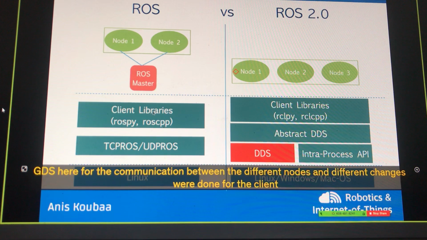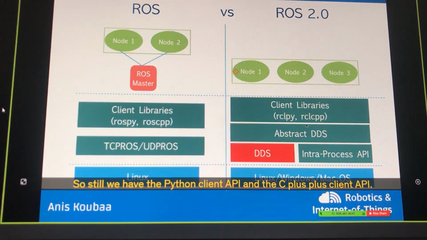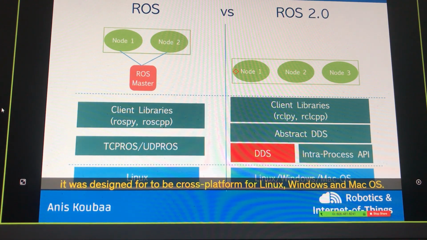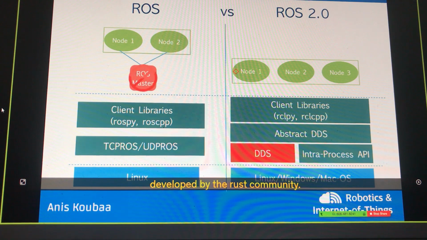And different changes were made to the client libraries. So still we have the Python client API and the C++ client API. Other changes: ROS 2 was not only designed for the Linux operating system, but also it was designed to be cross-platform for Linux, Windows, and Mac OS. So several of the limitations of ROS were addressed in the design of ROS 2, which is currently being developed by the ROS 2 community.